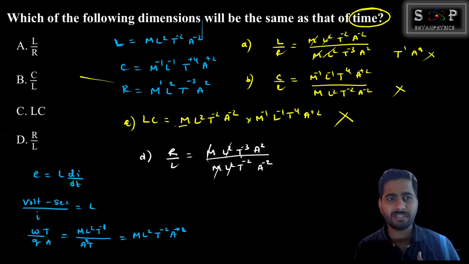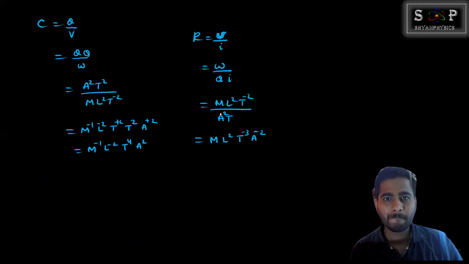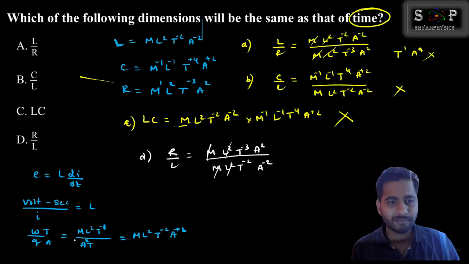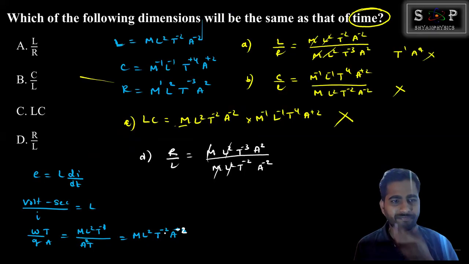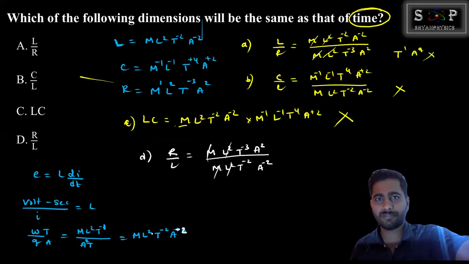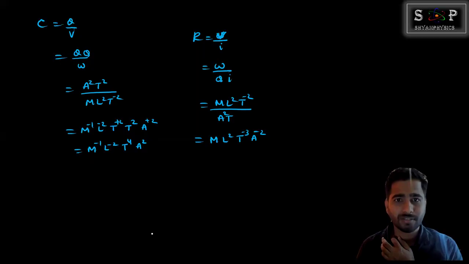Did we make any mistakes? R by L, L by R. Check. Inductance minus 2, right? Yeah, it is minus 2. Anything wrong in this equation? Check, cross check.